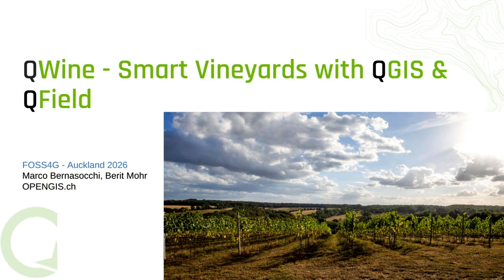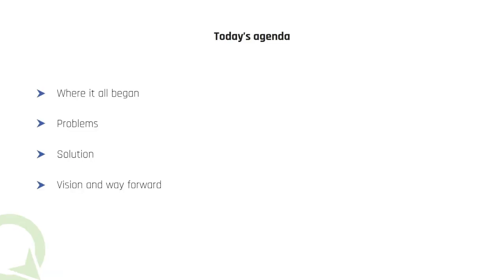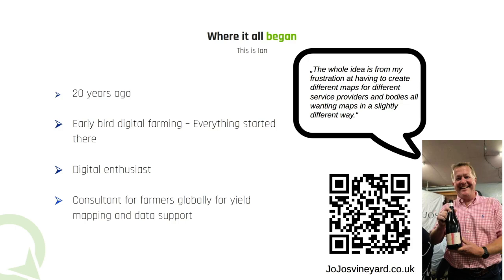But I do know the tools that are involved. I do know QField, I do know QGIS, and I'll try to make the best out of this. So QWine, that Berit was going to present to you, is a project that she's been building with John, who really likes his wine. Well, maybe that's a wrong sentence to say. He really likes producing wine.